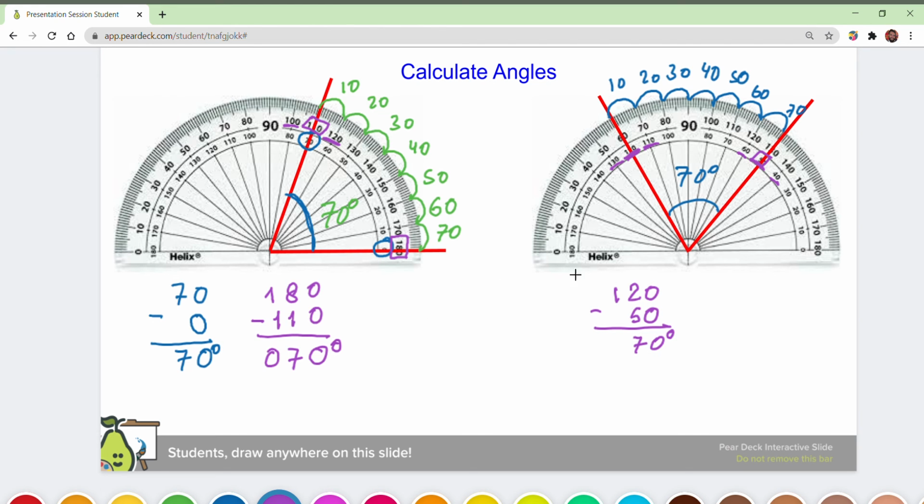If you look at both angles, you see that both of them are 70 degrees. But both lines are in different positions. That may happen. We may have different angles, the same angle in a different position.